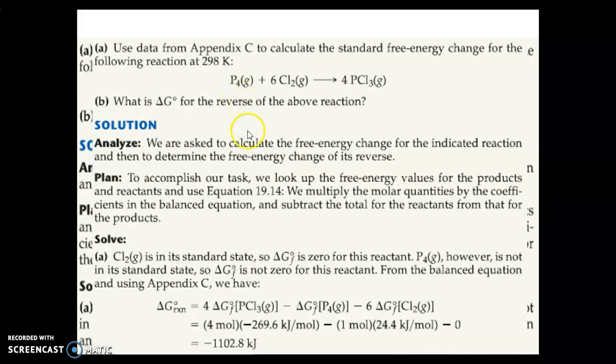And so what you do is you take the values from your standard thermodynamics table, 4 times the value of PCl3, because there's a 4 in front in the equation, minus the reactants, right, minus your P4, your phosphorus, and minus 6 times your chlorine, right? And so that would be 4 times this value, minus 1 times this value, and overall your reaction is thermodynamically favored because you have a negative delta G.